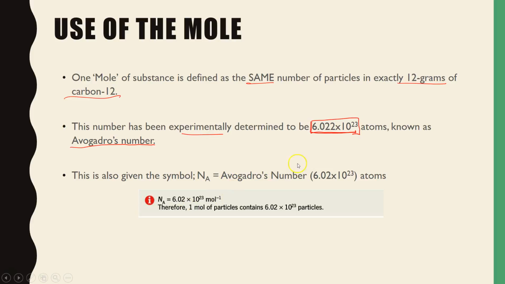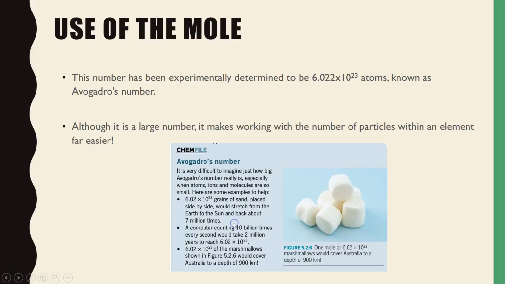It's given by the symbol N_A, capital N, capital A, but the A is subscript. That's the amount of particles in 1 mole of a particular substance. So we've already learned that the number of particles would be this many atoms, and that's Avogadro's number. It's a big number, yes, but it makes working with a number of particles with an element far easier.